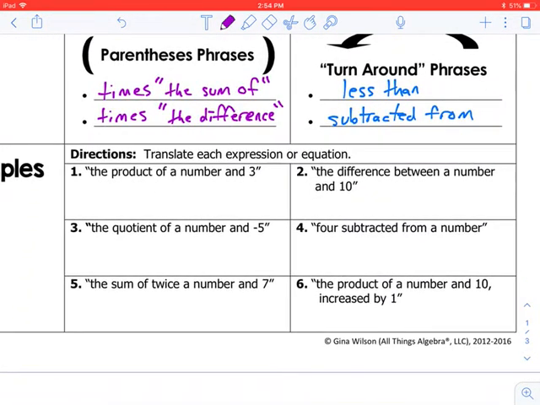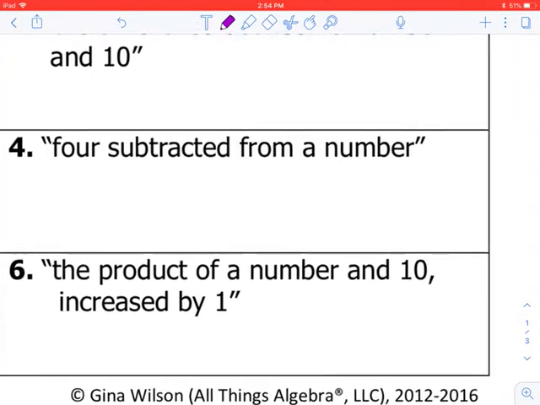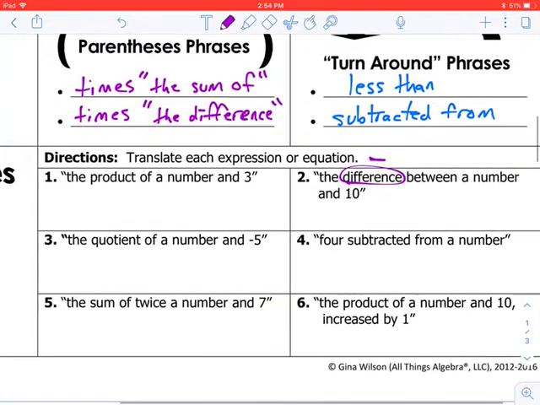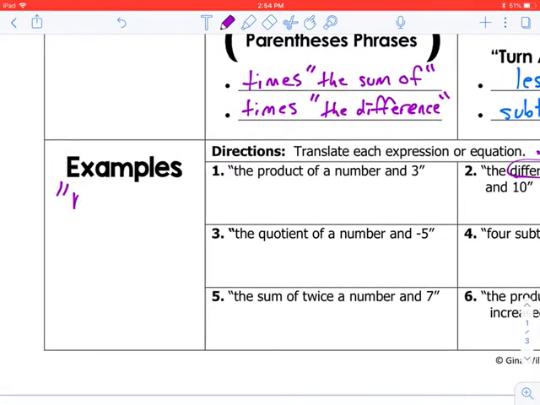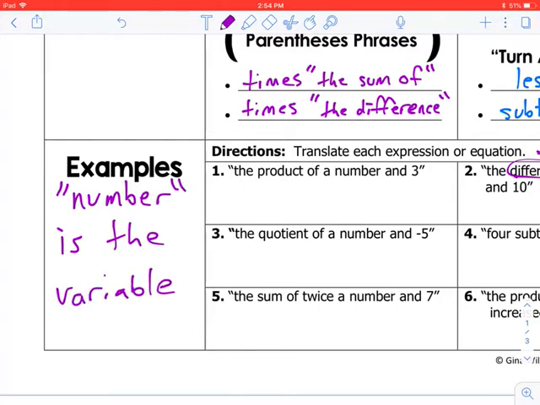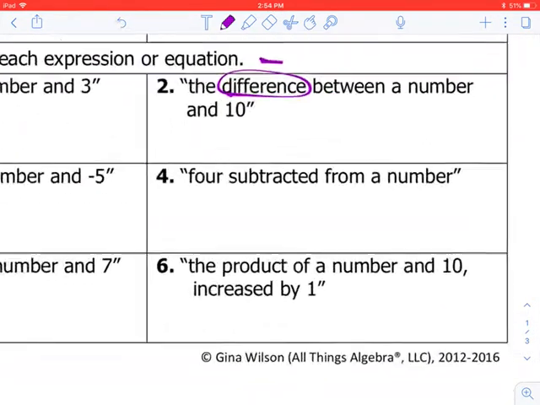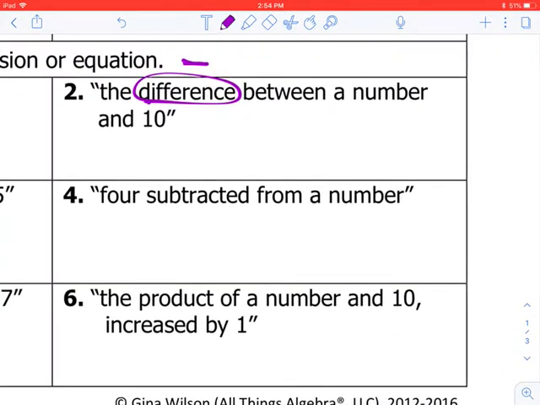Okay, so here we go. Let's just look at the evens today. The difference between a number and 10. When you see a number, that is the variable. You can pick your favorite letter and choose that as your variable. I'm going to go ahead and choose x. X is my favorite variable.